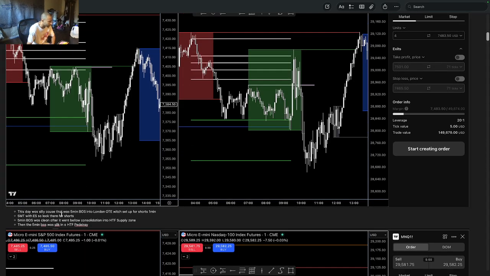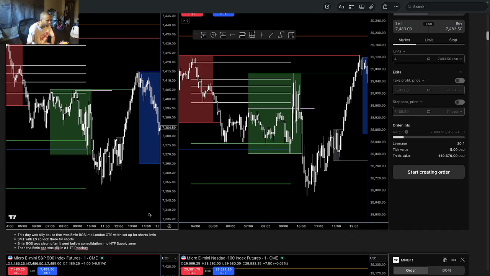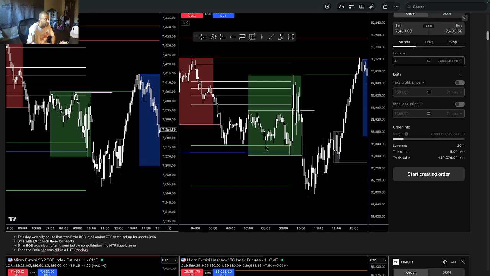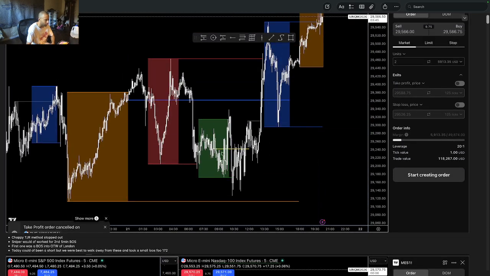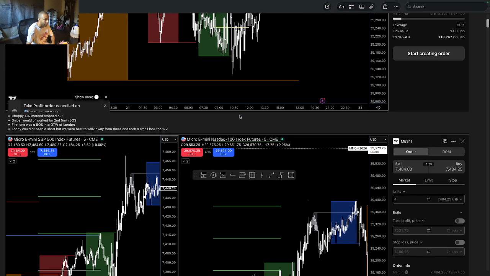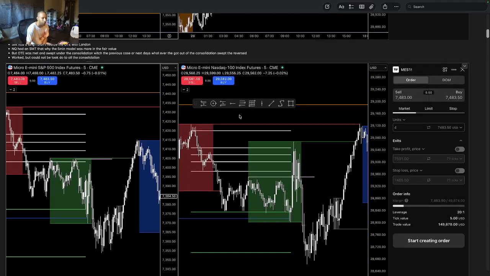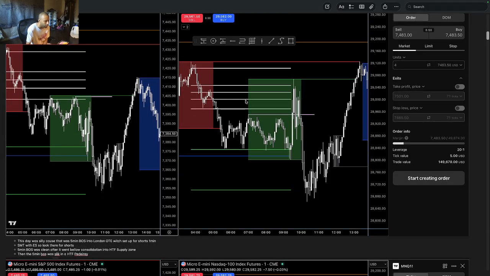Alright, this day is silly because that was a 5-minute breaker structure into London OTE, which set up for 1-minute shorts. This is the same thing that we were talking about right here a couple days ago when it lands in London OTE for a short. That's why it's called a schmickel nickel. You think you're taking the directional bias, or you think you're taking the direction of the move, but that's not true. So look, we got a 5-minute breaker structure right here.